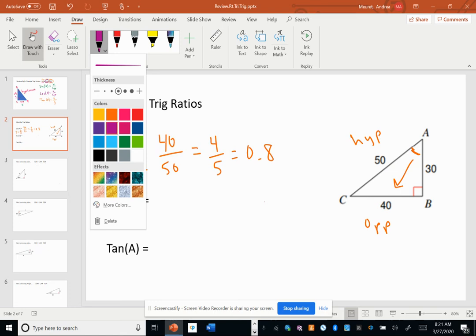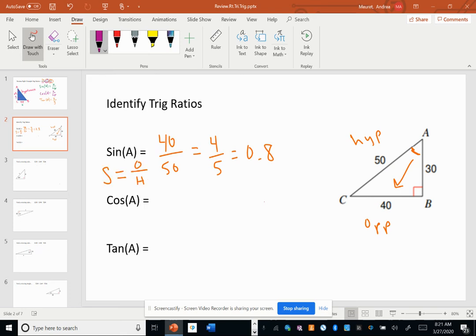The cosine of angle A, remember that cosine is equal to the adjacent leg over the hypotenuse. And so the adjacent leg to angle A is the one marked with a 30. So the cosine of this angle A is equal to 30/50ths, which you could reduce to 3/5 or write as a decimal, 0.6.